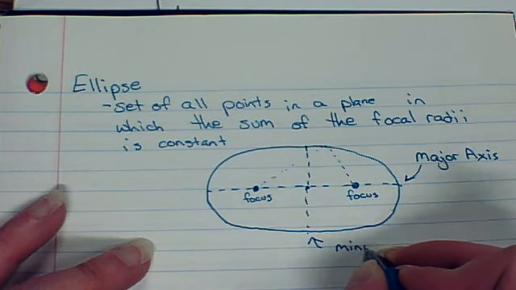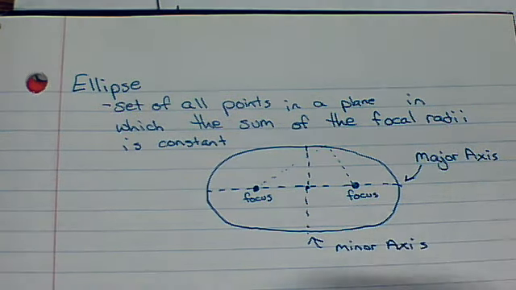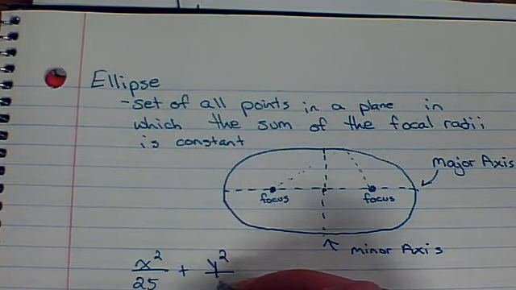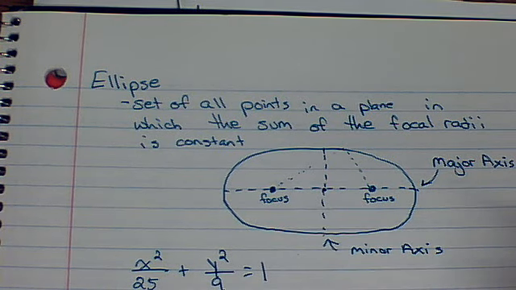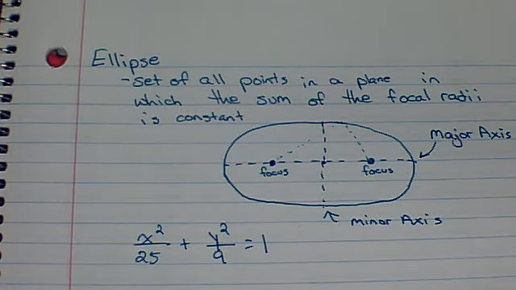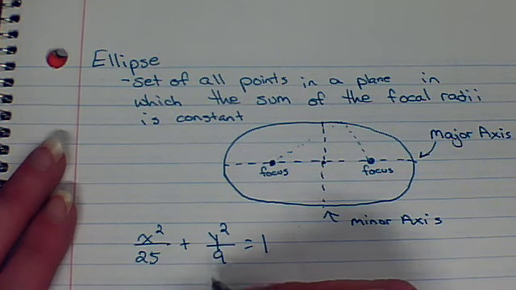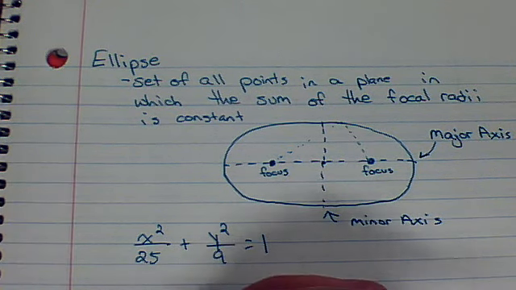So in that first activity, we had x squared over 25 plus y squared over 9 equals 1. What would be my major axis and my minor axis? Well, my major axis would actually be the horizontal axis on this one. And the minor axis would be the vertical.